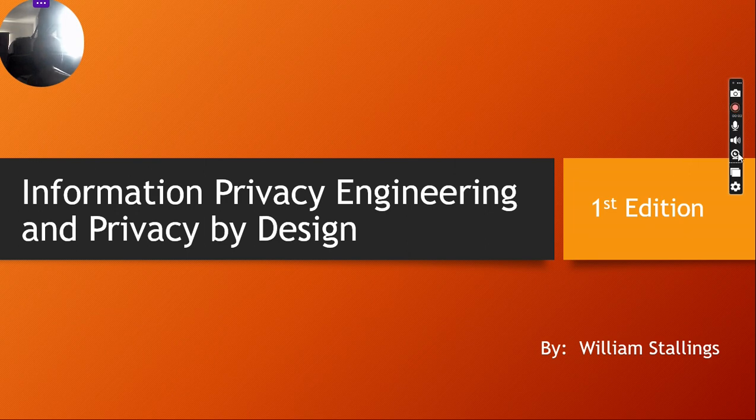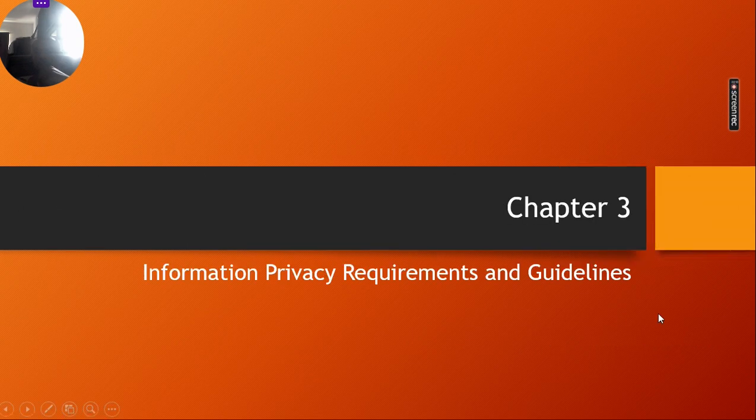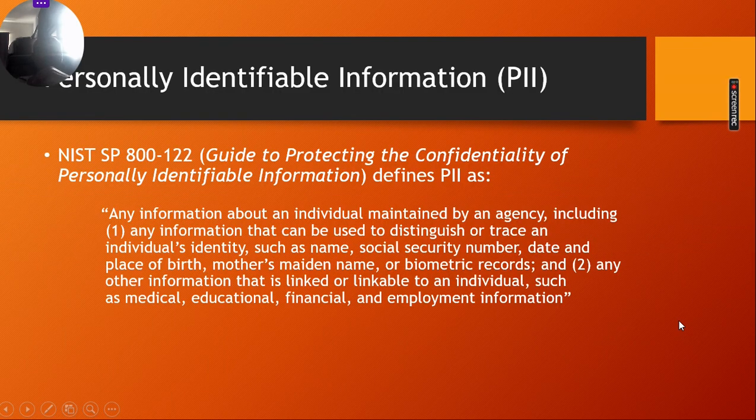This is chapter 3 of this course, which is Information Privacy Engineering and Privacy by Design. Chapter 3 is Information Privacy Requirement and Guideline, right? Okay, now let's quickly move on. First of all, in chapter 2, we've talked about personally identifiable information, right?